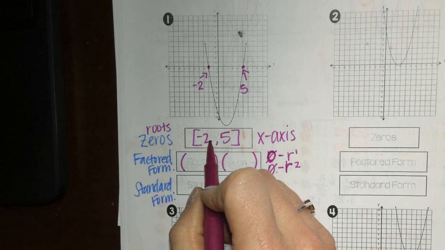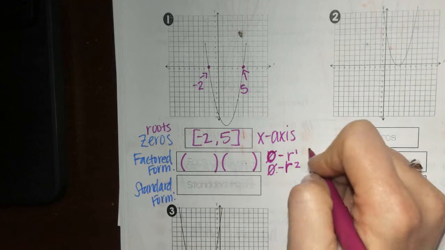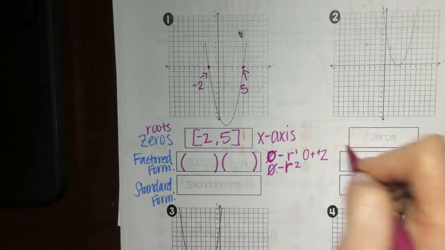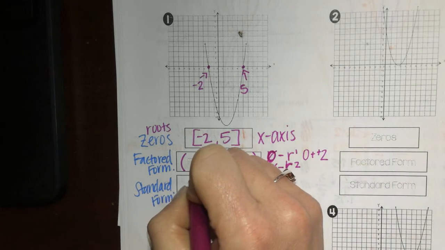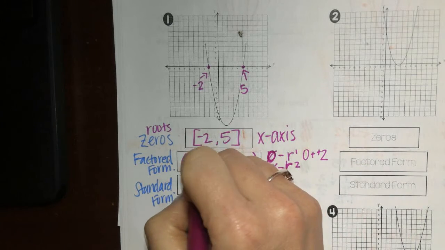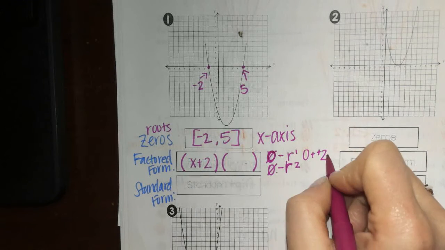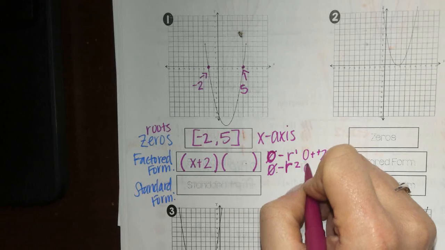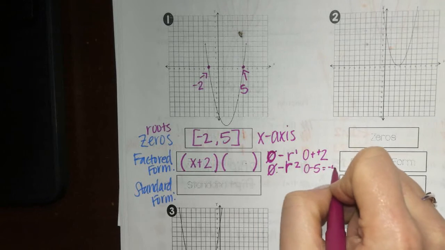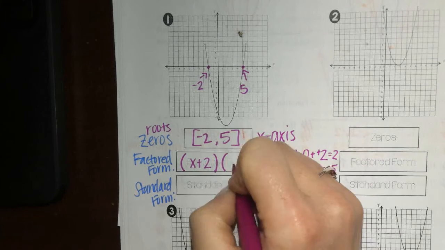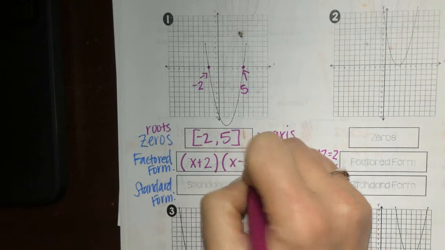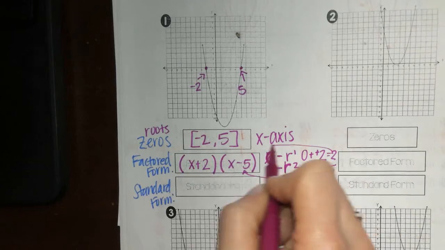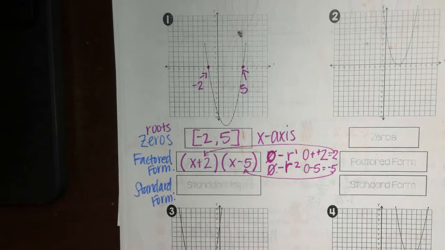So 0 minus root 1 would be 0 minus -2. Well, that's a positive 2, so that's going to be x plus 2. 0 minus root 2, 0 minus 5, is -5, so it would be x minus 5. All I did was put them in with an x, just like you would have as a binomial.